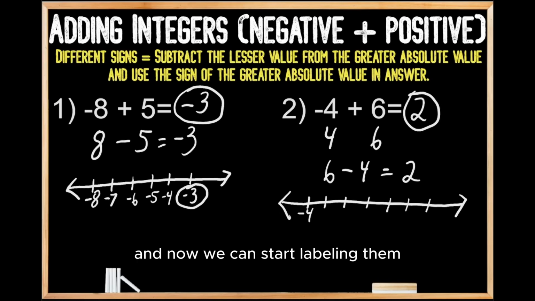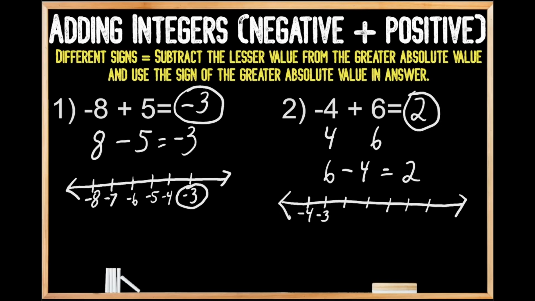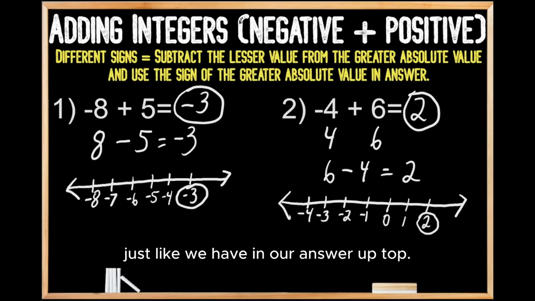Now we can start labeling them. We're going to be increasing in value. So we have negative 3, negative 2, negative 1, 0, 1, and 2, just like we have in our answer up top. So hopefully by now you understand how to add integers, specifically adding a negative plus a positive integer.